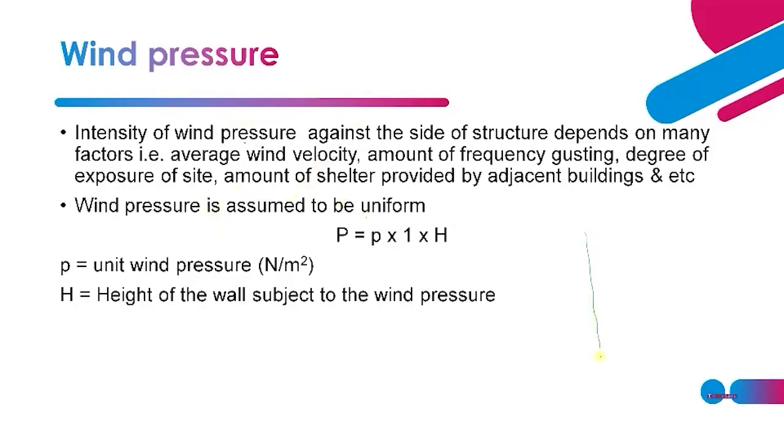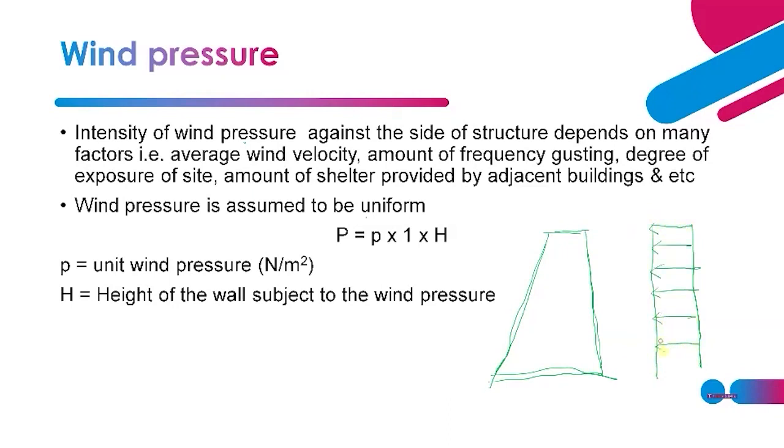When I say uniform, it means, for example, you have your retaining wall here. For example, the retaining wall cross section looks like this. Uniform, please draw so that you understand this. From top to bottom, uniform. For example, 10 Newton per meter square. The same from top to bottom. P is the unit wind pressure. One, because it is uniform, so multiply by 1.